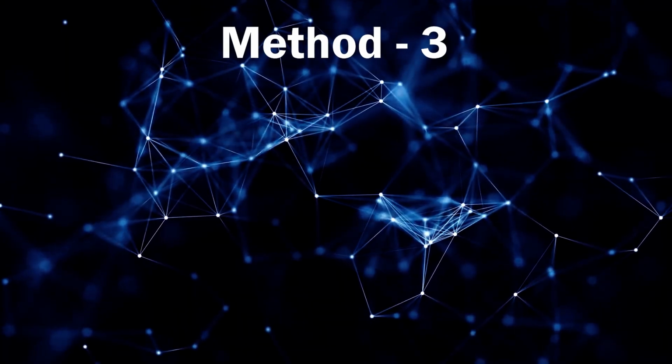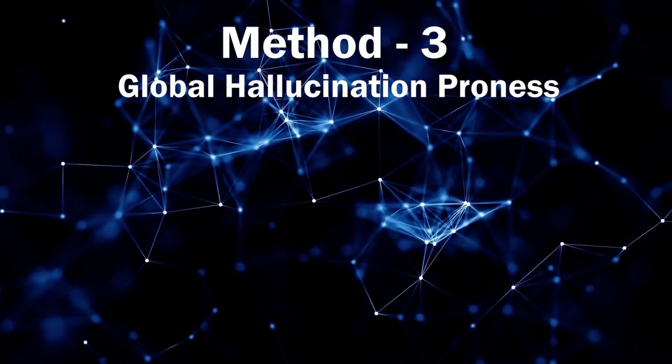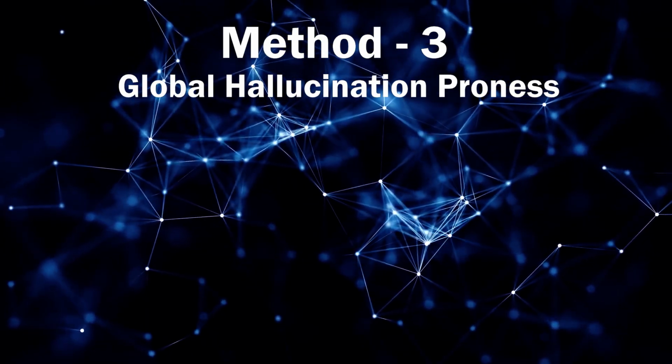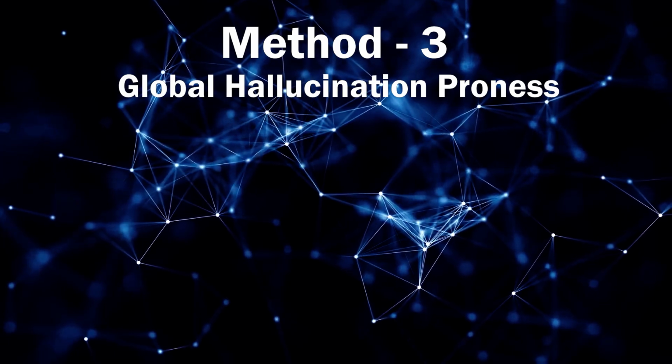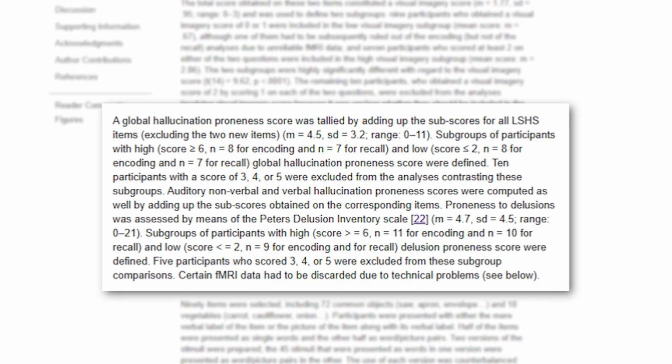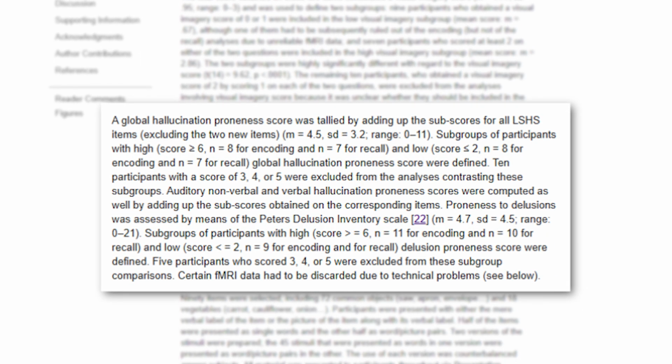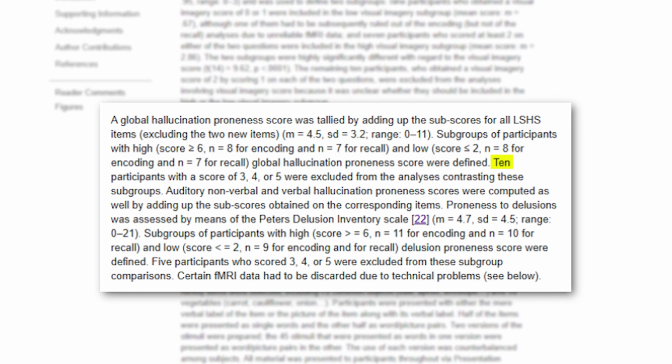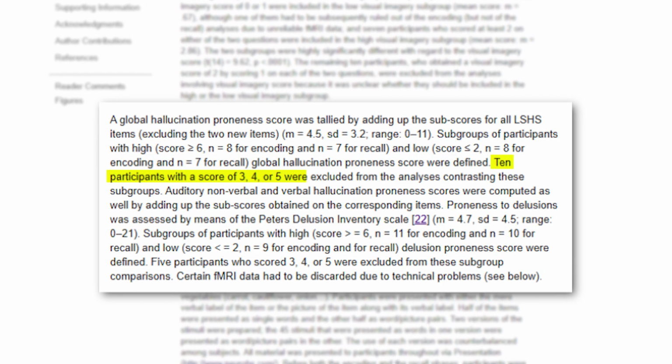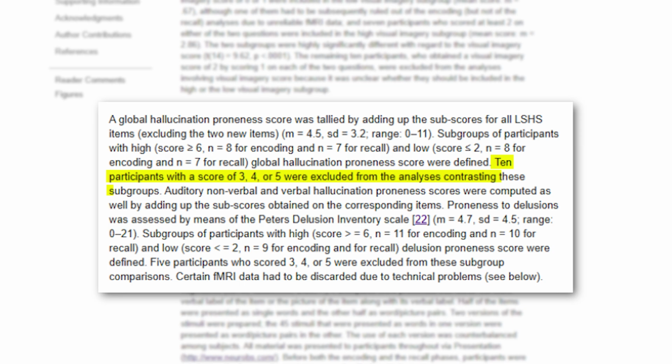Next, there was a global hallucination proneness score that was tallied by adding up the subscores for all LSHS items, excluding the 2 new items. Subgroups of participants with high and low global hallucination proneness scores were defined. 10 participants with a score of 3, 4, or 5 were excluded from the analysis, contrasting these subgroups.